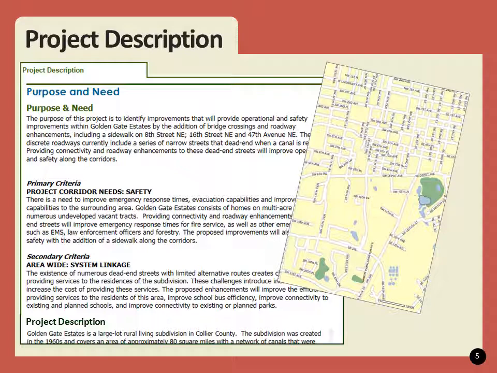A critical piece of information to the SCE evaluation is the project description. The project description reports what is known about a project at the time of the evaluation. This includes the project purpose and need, which is a concise statement of why the transportation action is necessary, along with other needs the project would help fulfill.